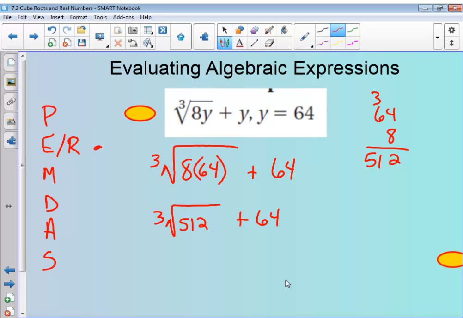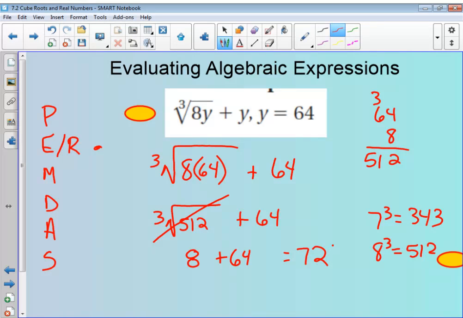So I need to find what number times itself three times would give me 512. I'm going to try 7. 7 times 7 times 7 gives me 343, that's too low. Let's try 8. 8 times 8 times 8 gives me 512. That's the number I need. So that means the third root of 512 is 8, plus 64. 8 plus 64 equals 72.